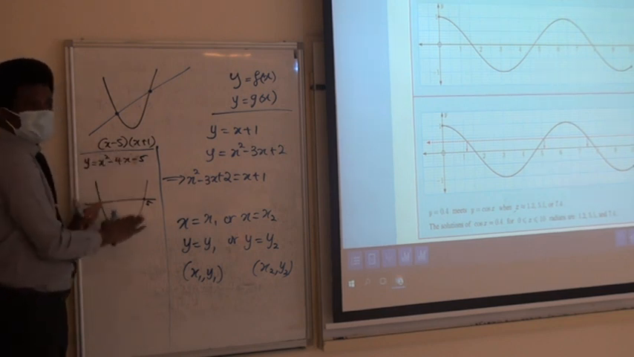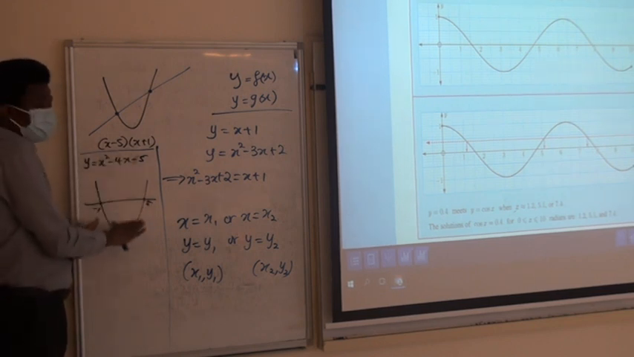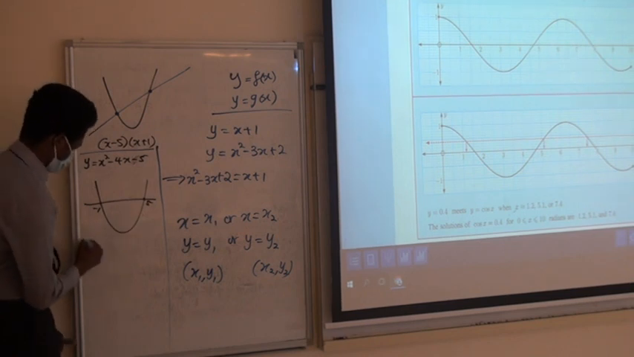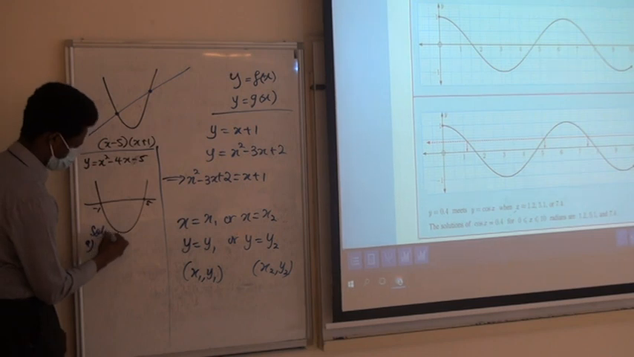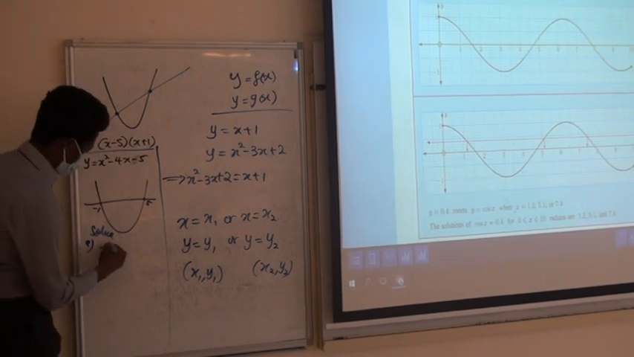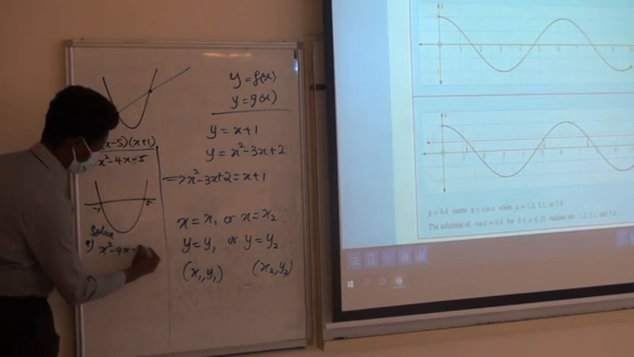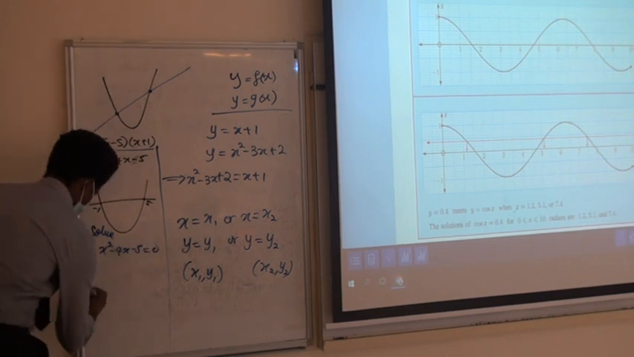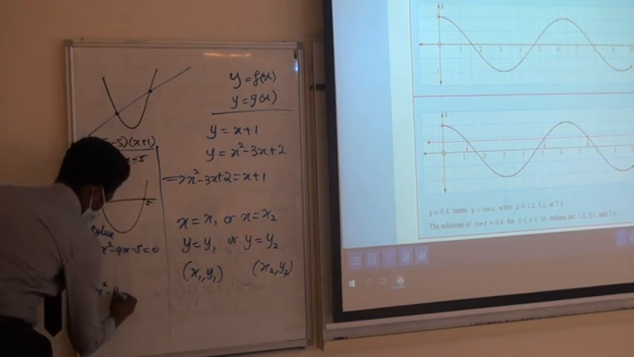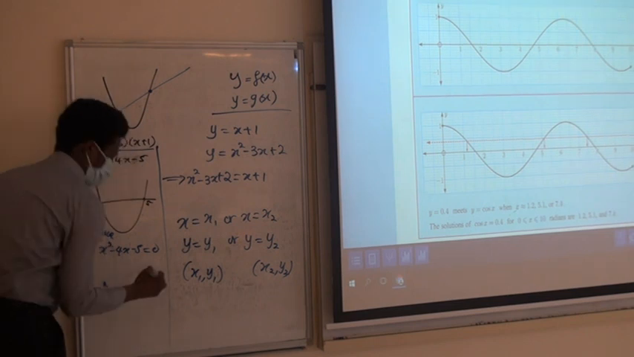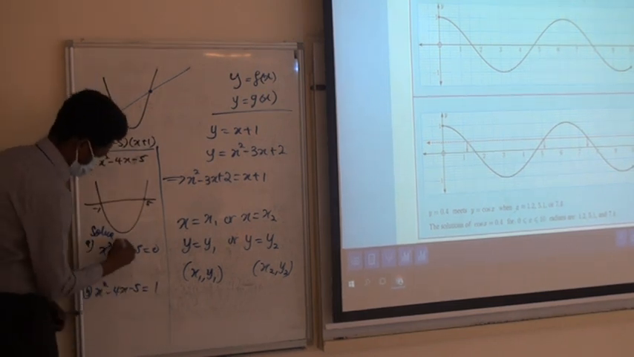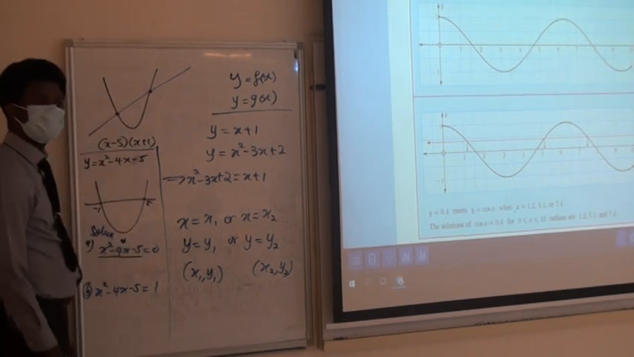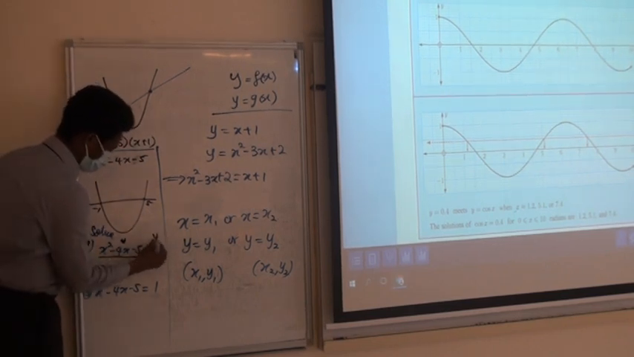So we will normally give them, this is IGCSE, this quadratic, and the question will be, use this graph to solve, maybe question A, x squared minus 4x minus 5 is equal to 0. Question B, x squared minus 4x minus 5 maybe is equal to 1. This is your curve on the left. Yeah. This is another line on the right.